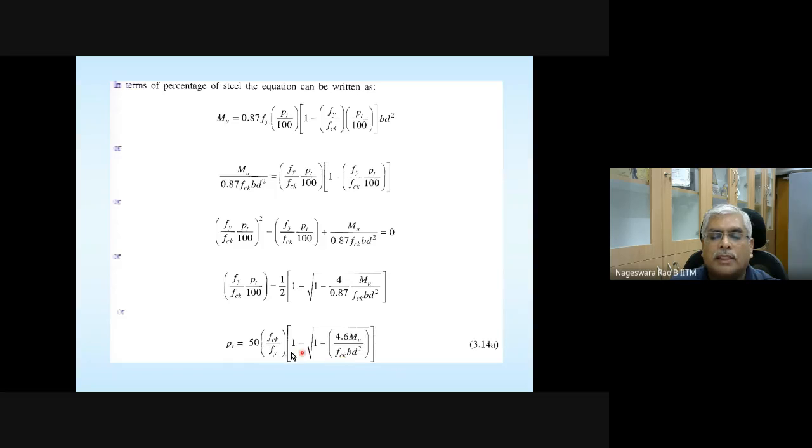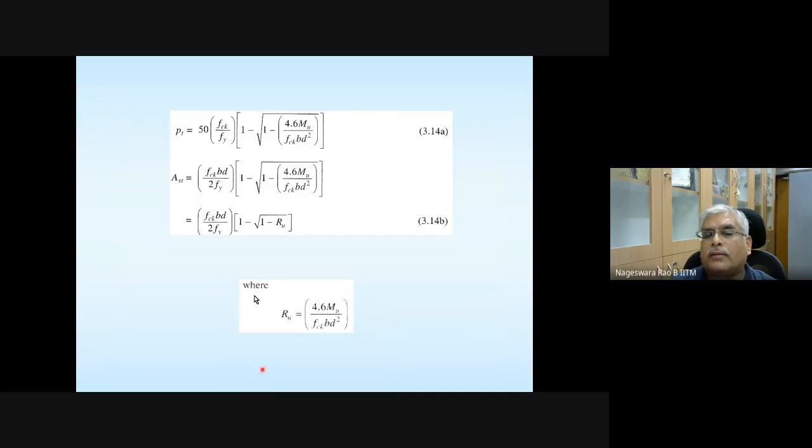So take a note of this equation for PT. And if you want, you can write it in terms of AST. PT is nothing but AST divided by BD multiplied by 100. So if you want, you can write it in terms of area of steel. Instead of percentage of steel, you can directly get area of steel. So take a note of this equation.